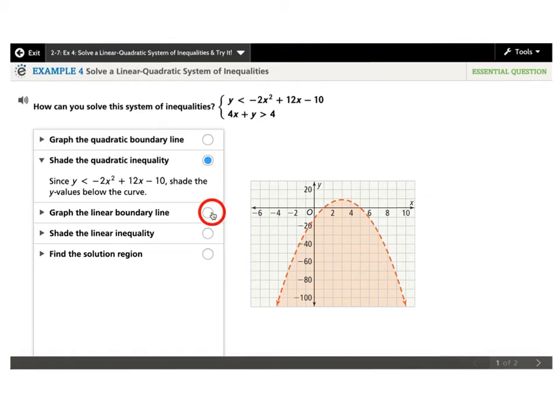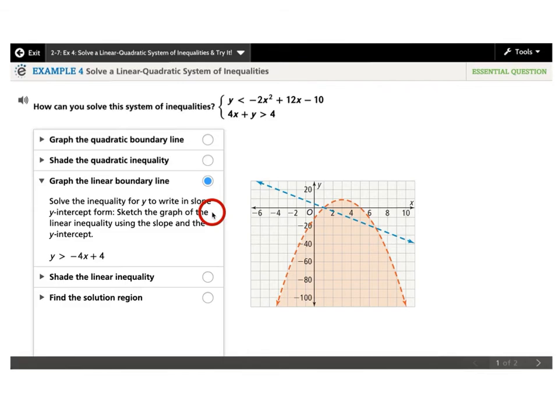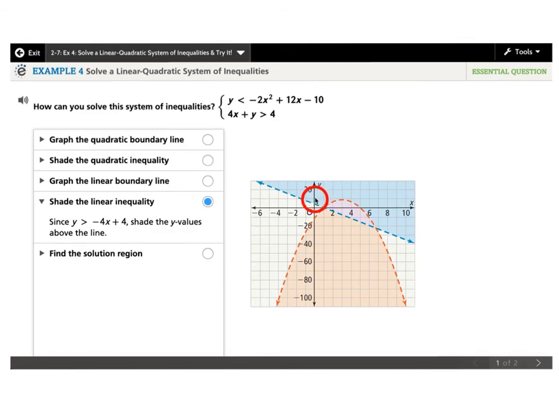Now, next I'm going to graph the linear boundary line. That's relatively easier. In this case, it's probably easiest to just find the y-intercept and then find the slope and connect the dots. Well, or rather not connect the dots, because it's not equal to, it's greater than. And then you have to shade the linear inequality. In this case, greater than is above, right? So again, use test points if you have to. You all learned this in middle school. And now the blue part satisfies that linear inequality.